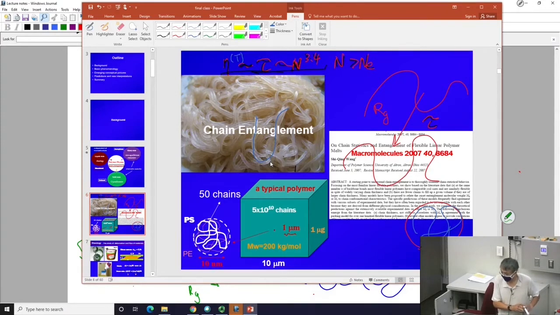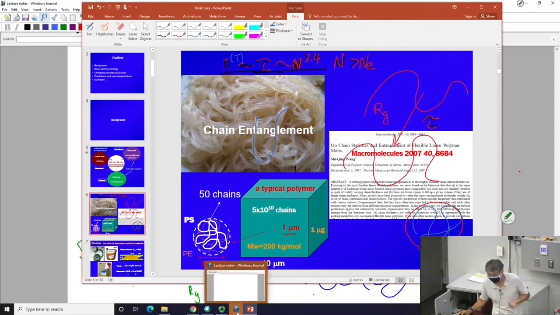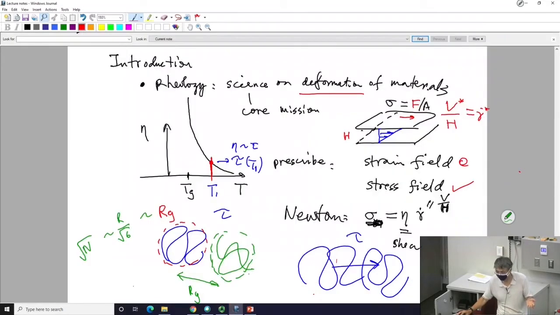Basically, a chain, of course, occupies some so-called pervasive volume. But the one chain does not occupy it. You need many chains in that same space. As the chain becomes longer, in its own pervasive volume, there will be more chains.